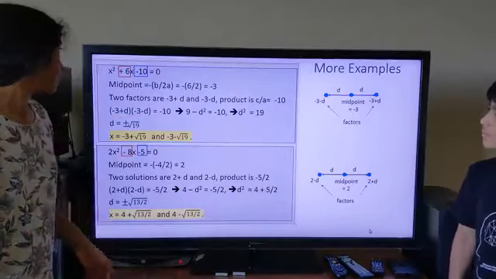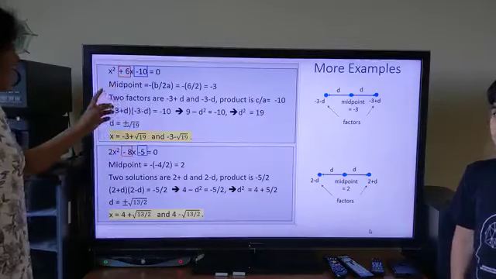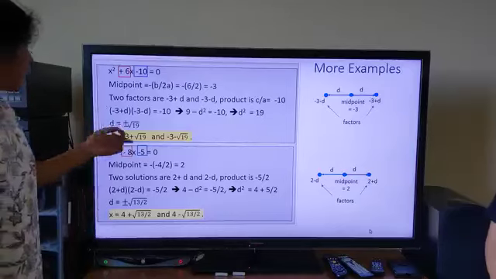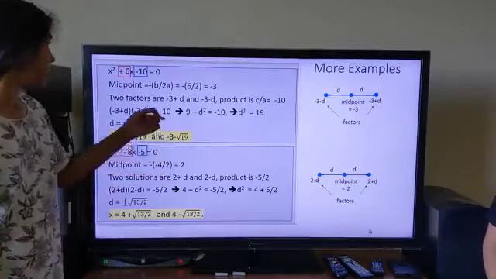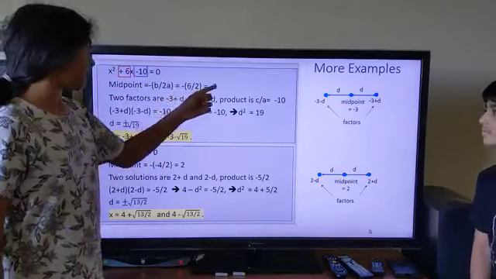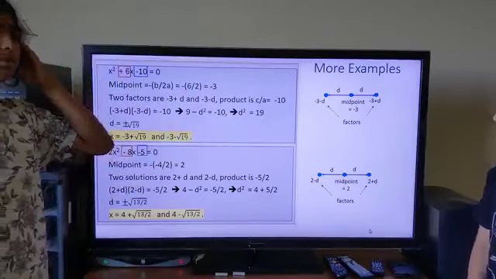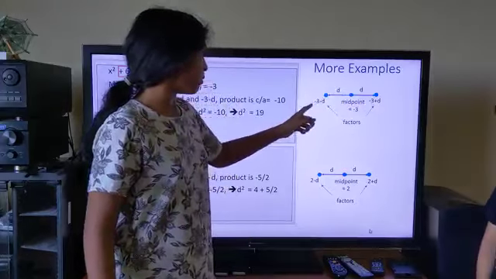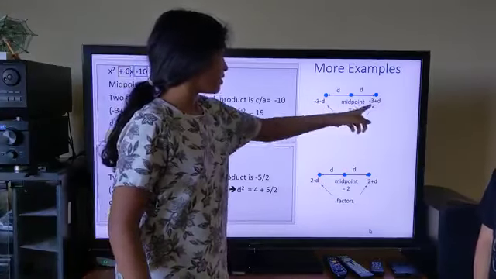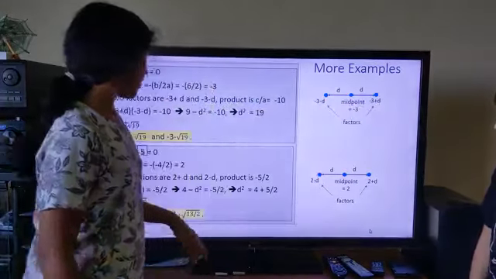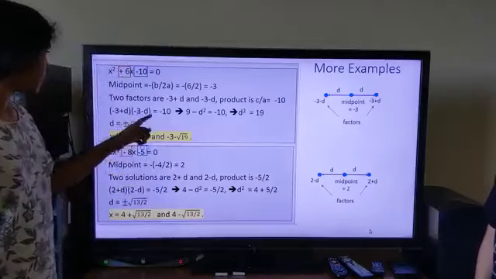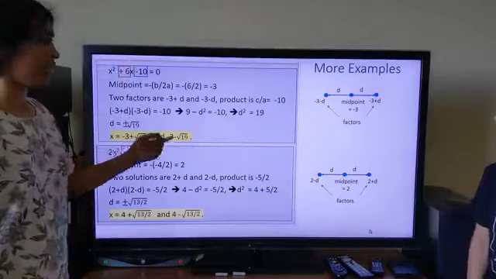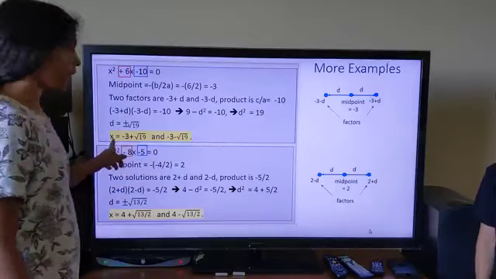Here are some more examples. So let's start with the equation x squared plus 6x minus 10 is equal to 0. So the midpoint would be negative b over 2a, which is negative 6 divided by 2, and that's negative 3, so that would be the midpoint. And then the space between each of them is d, so you do negative 3 minus d and negative 3 plus d, which are both the factors. And when you multiply them, you get c divided by a, which is negative 10 divided by 1, which is still negative 10. And once you simplify it, you get this.